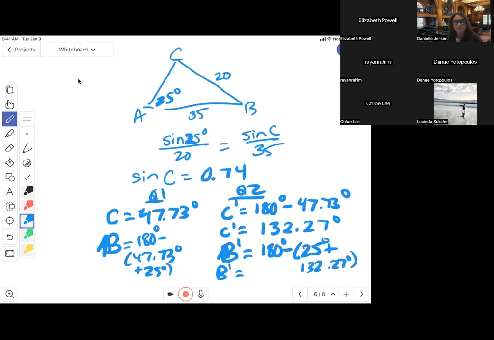All right, people, you got this. I feel like we've had a lot of practice. Make sure you know the formulas, law of cosines and law of sines. Law of cosines isn't that bad either.